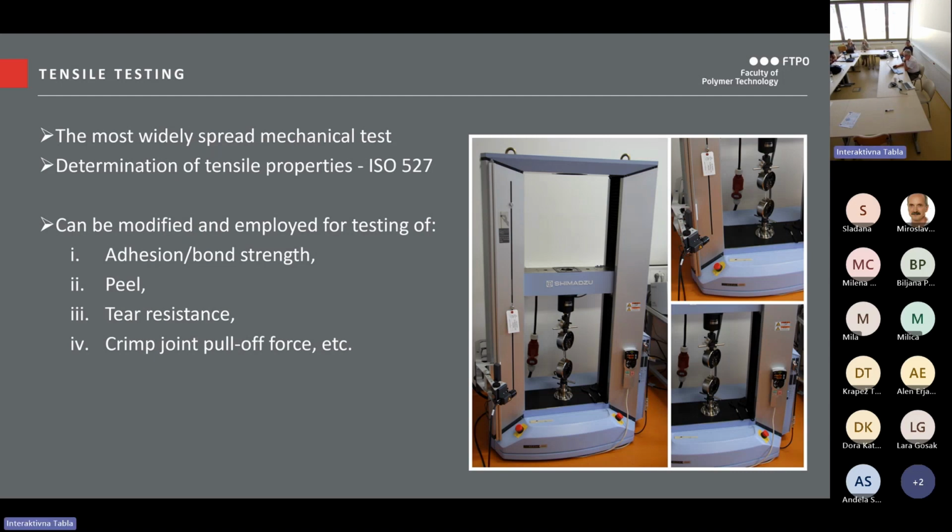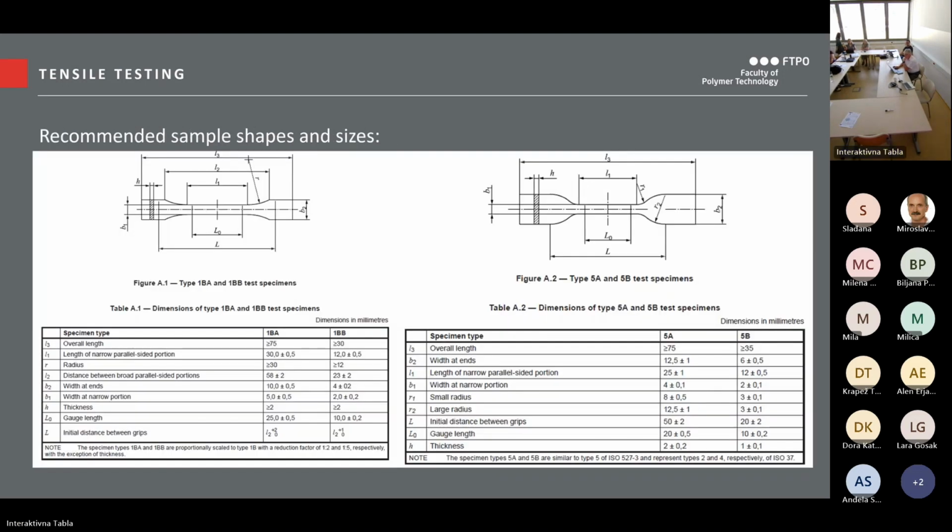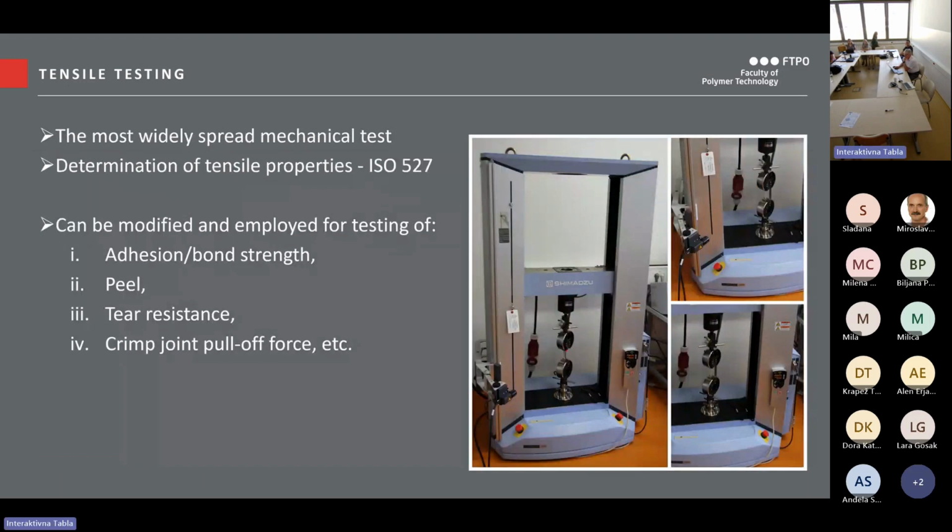Here we have the machine for tensile test that we will use later on today. We have grips and the sample between the grips, and the load cell which measures the force that we apply to the sample.